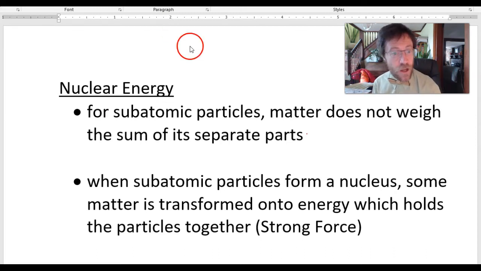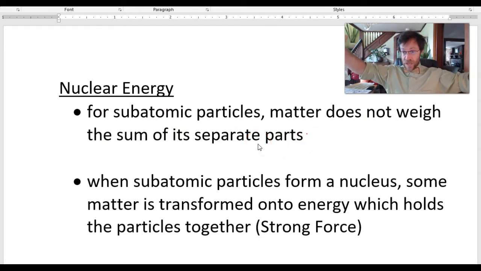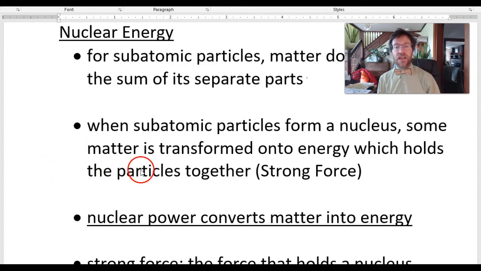But let's dig in. Nuclear energy. This is the thing that I was talking about. For subatomic particles, matter does not weigh the sum of its separate parts. In other words, when you take separate protons and neutrons and add them together, you lose some mass. Because when subatomic particles form a nucleus, matter is transformed into energy.